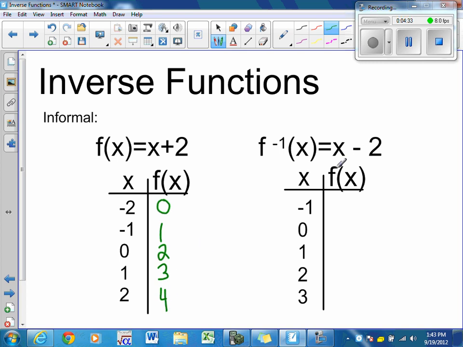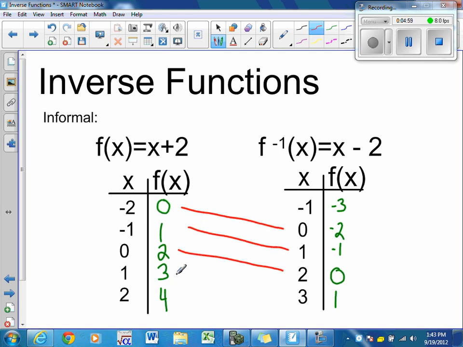Now in the inverse function, let's see what happens. If I put negative 1 in, I get negative 3. 0, negative 2. 1, negative 1. 2, 0. 3, 1. Now, what I want you to do is compare the function and the inverse. The function has the point -2, 0. The inverse has the point 0, -2.